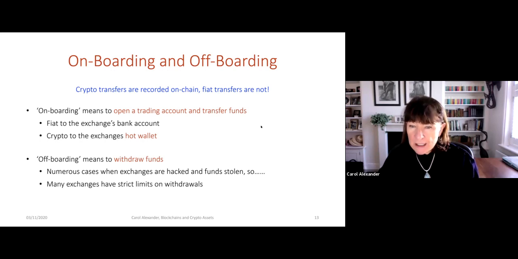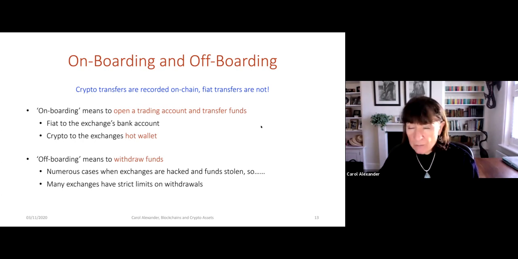So you open your trading account and you transfer the crypto to what's called the hot wallet, which is online. And then the exchange will transfer to the cold wallet, which is offline, and that makes the funds secure. But as we shall see at the end, with a lot of the hacks, they've occurred onto the exchange's hot wallets that weren't properly secured before the funds were moved to the cold wallet.